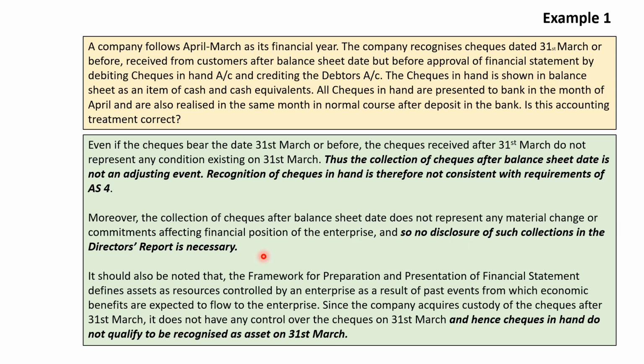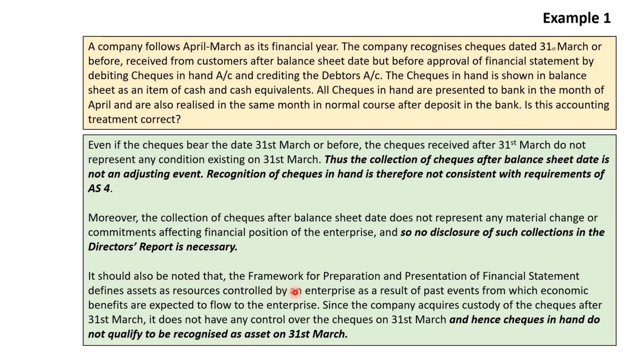It does not change the position on 31st March. On 31st March, the person was a debtor and afterwards he paid. It does not mean that on 31st March he ceased to be a debtor. On 31st March he was a debtor. So your accounting is wrong. Cheque account should not be debited. Debtors account should not be credited. And there is no need to disclose anything in the director's report.